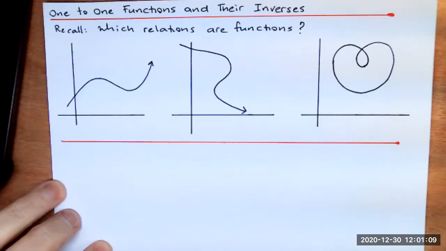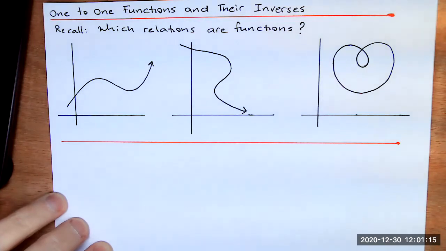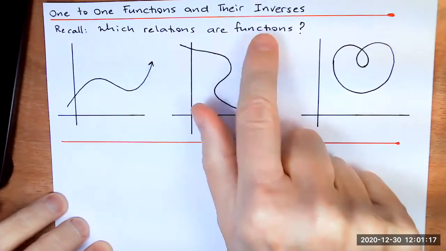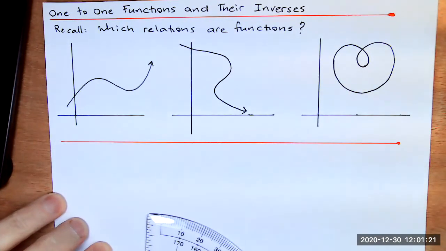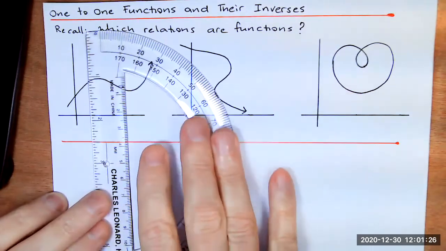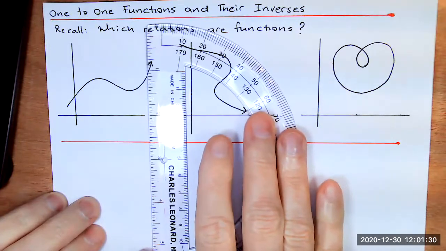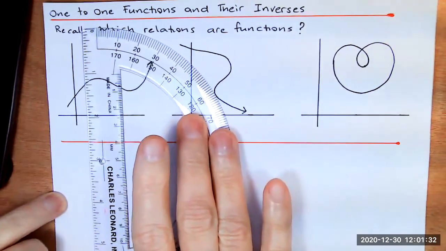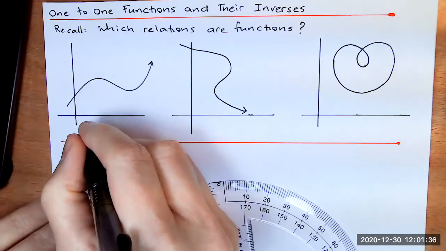All right, let's talk about one-to-one functions and their inverses. So first, let's review a little bit. Do you recall which relations are functions? In order for a relation to be a function, it has to pass the vertical line test, which means any vertical line passes through the relation only once. So this one is in fact a function.